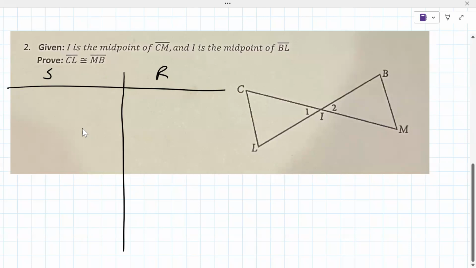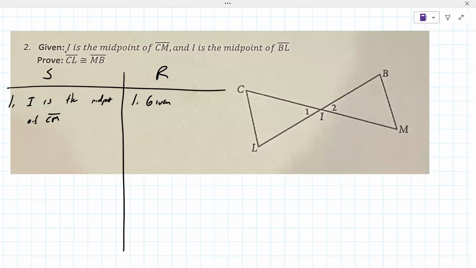So do I start by marking what's congruent, like CL is congruent to MB? No, that's what you're trying to prove. You cannot mark that. That's like the destination. You know what it looks like, but you're not there yet. You always start with the given. Always, always, always. So I is the midpoint of CM. It may seem like why would you do this, but that's just the way these go. You just write the given first.